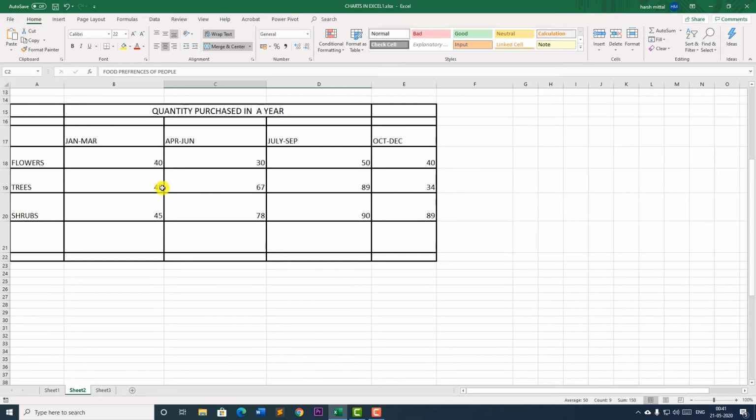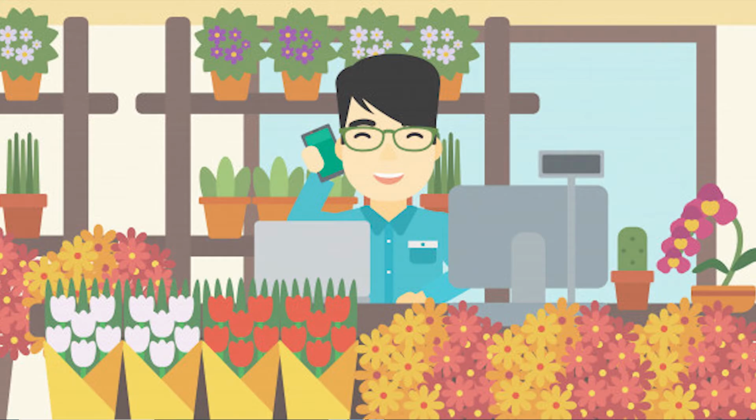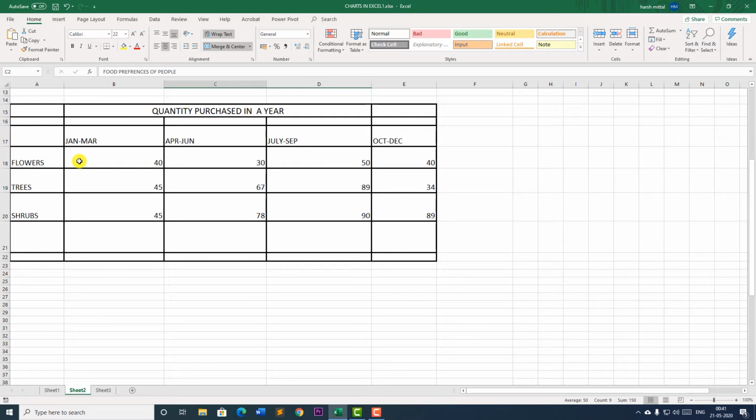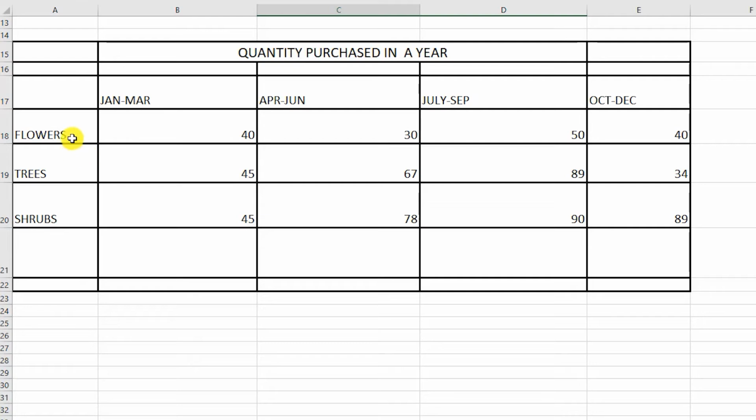Now children, there is one more case that has come to us. Now this is a case of a gardener who purchases quantities of different flowers, trees, shrubs in a year, and now he also wants his data to be depicted in the form of a chart. Now before we decide the chart for him, we need to see the data. Here the data says the categories are flowers, trees, shrubs. Now the quantities purchased are in the month of January to March, April to June, July to September, and October to December.